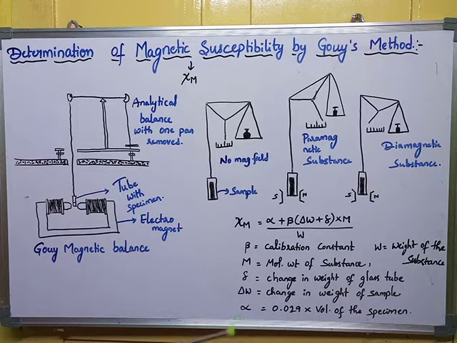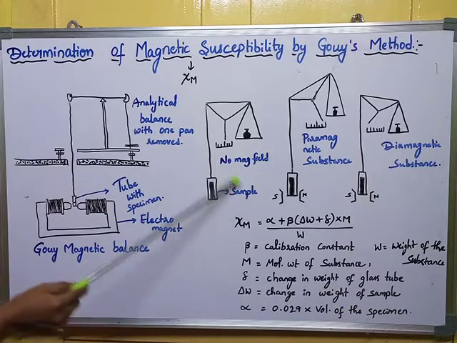Alpha indicates 0.029 into the volume of the specimen. So what is this here? 0.029 relates to the air inside the analytical balance. Whenever you open the doors of the analytical balance, some air enters and disturbs the balance. Air will be present inside, and in order to nullify that air, we apply 0.029 for volume correction. So 0.029 into the volume of the specimen.